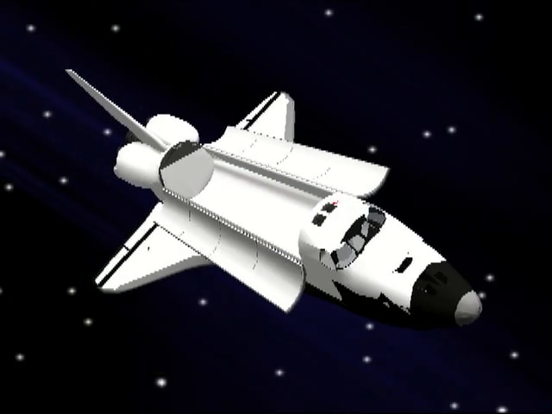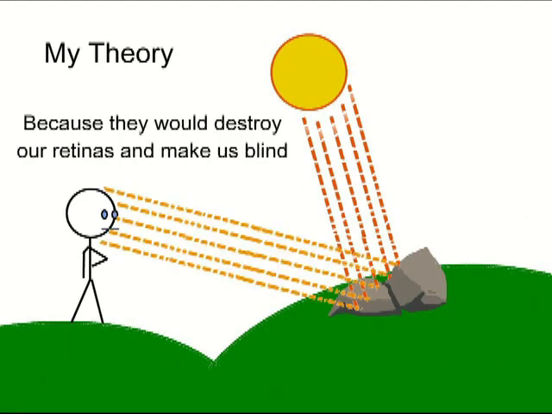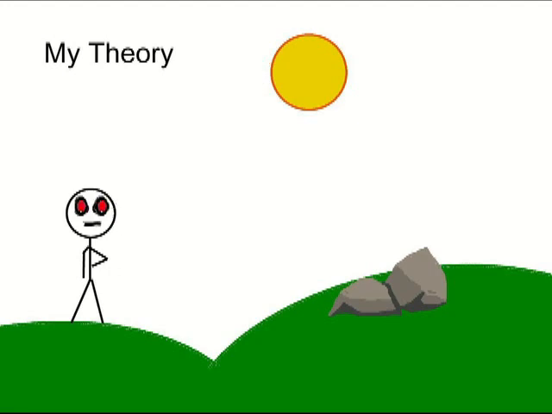So the question remains, how do we know that the emissive particles don't reflect off of the rocks? And the answer is simple. It would make us blinder than bats just as surely as we were to stare directly at the sun. The delicate tissues in the retina cannot withstand any bombardment of emissive particles. It would be bad. Don't try this at home.